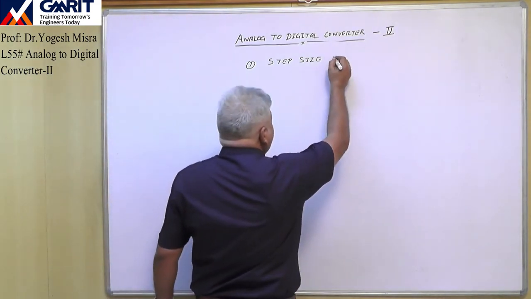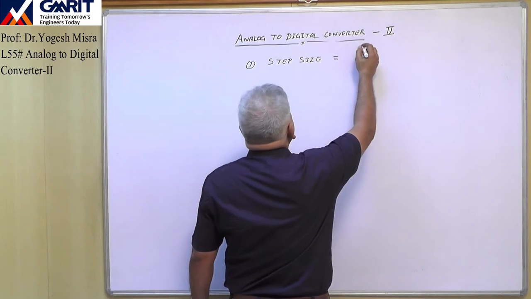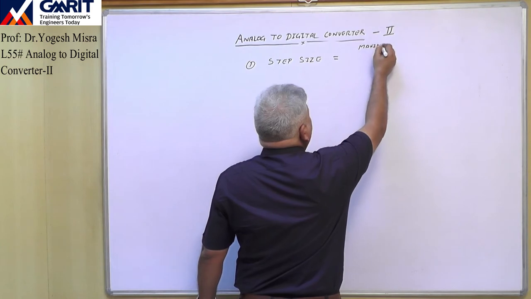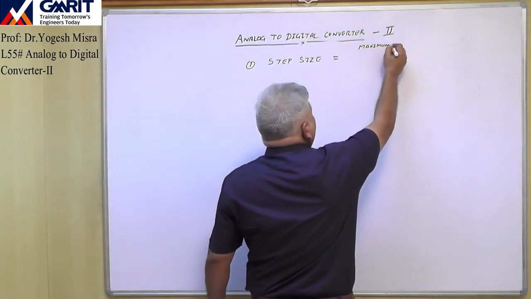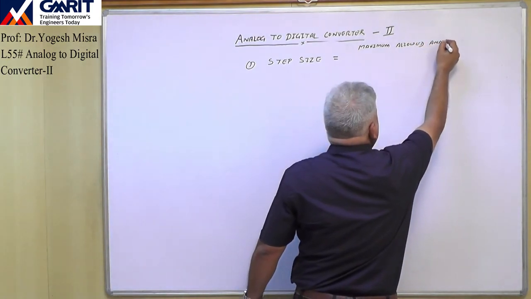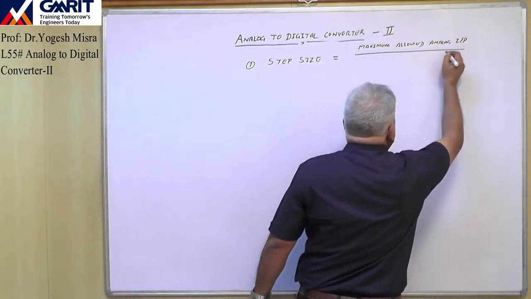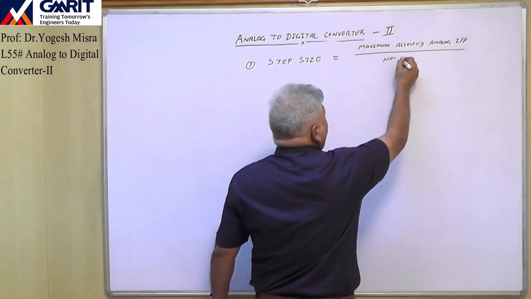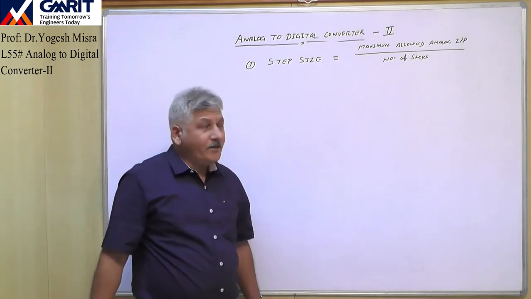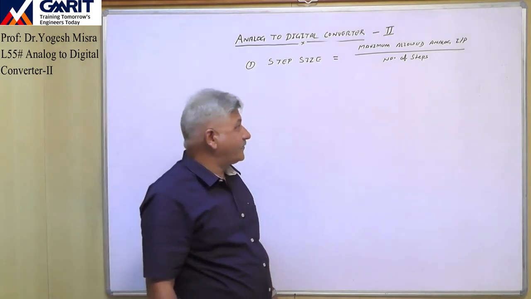And the step size is given by the formula: maximum allowed analog input divided by the number of steps. So to find the step size, we take the maximum allowed analog input divided by the number of steps.